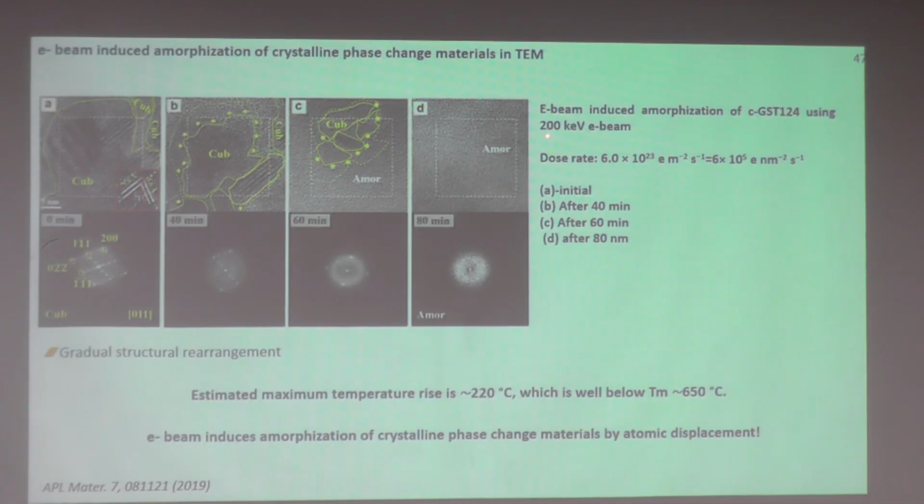They used a 200 kilovolt electron beam, GST-124, and this is the dose rate they used. They also estimated the maximum temperature rise during this experiment, and found it is about 220 degrees C. This temperature is well below the melting temperature of GST-124, which is in the range of 650 degrees C.